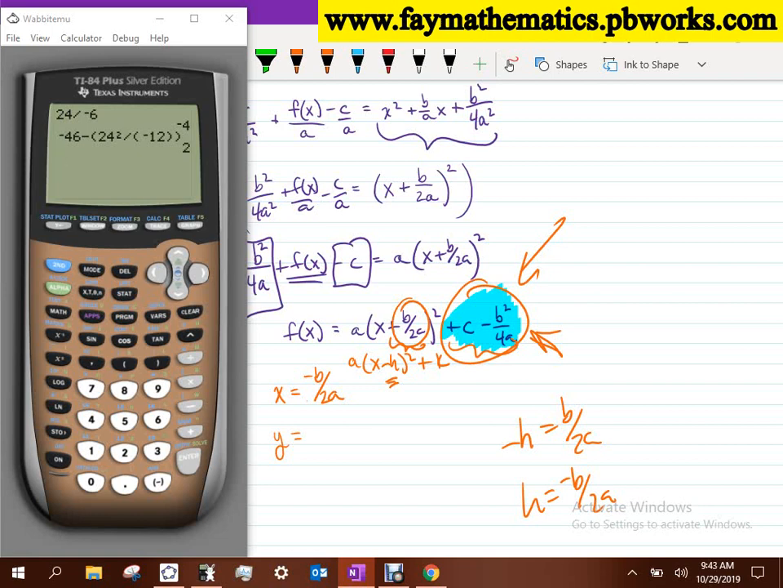So, find the opposite of b over 2a, substitute it in. That's going to give you your k value, your y-coordinate of your vertex, and then you can move on as you need.